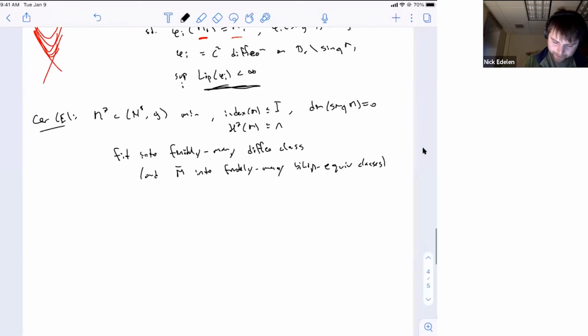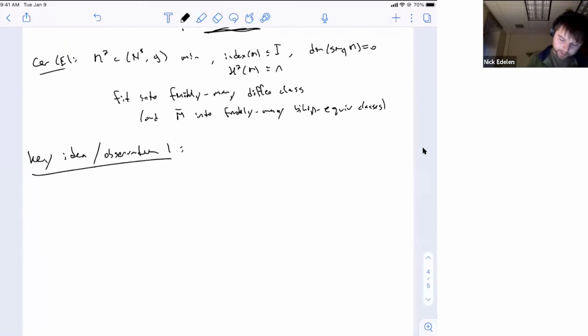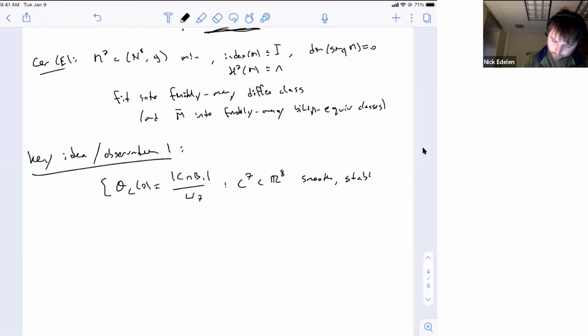I can tell you a little bit about how the proof works. There are basically two key ideas, which are very much indebted to the Simon inequality for blowups. Key idea, observation 1: I call this an observation because it's not even my observation. What it says is that if you look at the set of densities of cones, basically the area of the link, in the set of 7-dimensional cones in R^8 which are smooth and stable, then this is a discrete set.